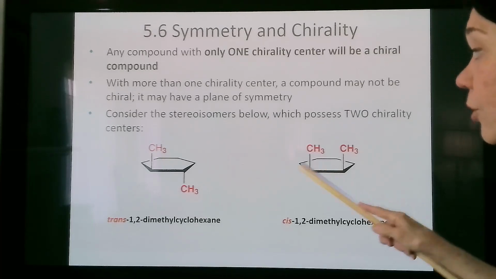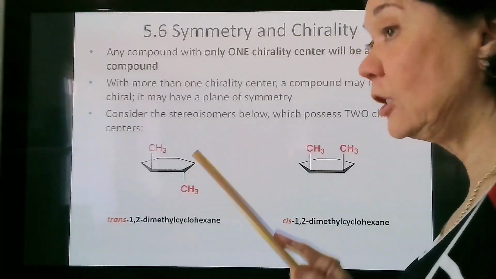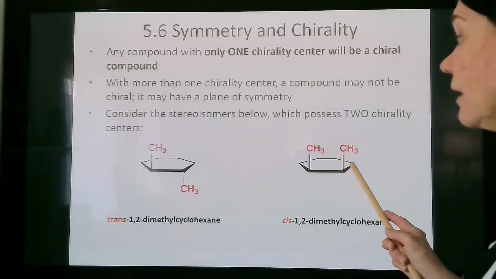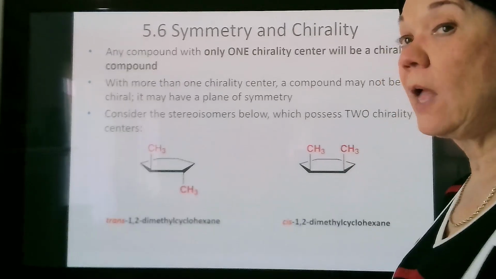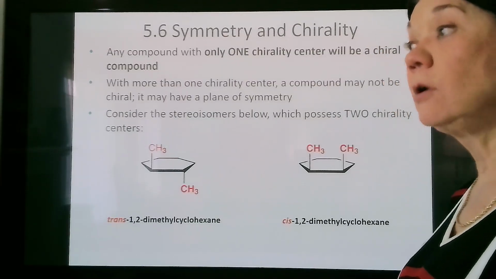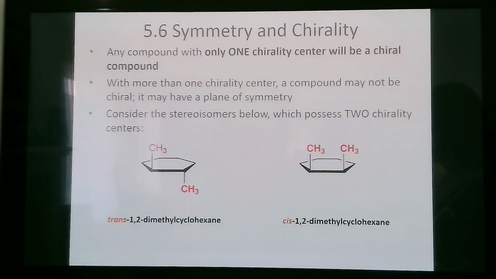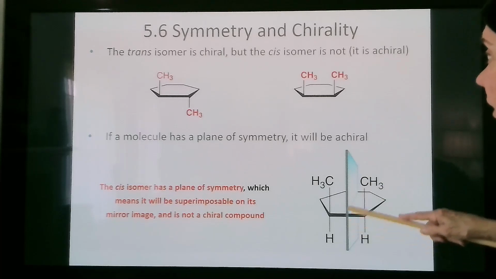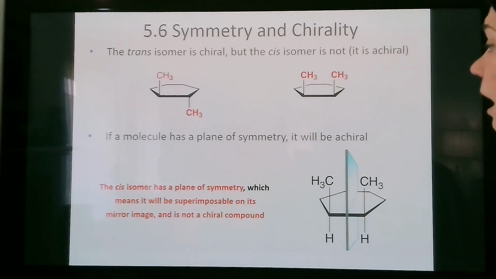Okay, so this is a case where you're going to have two chiral centers. 2 to the second power is 4. 4 is the maximum number of stereoisomers you could have in this compound, and you will have 1, 2, 3. You will have only 3. You don't have the total number of possible stereoisomers predicted from that equation. Okay, so here the plane of symmetry is demonstrated. This one is chiral, that one is not.